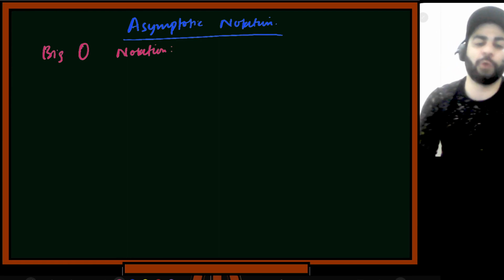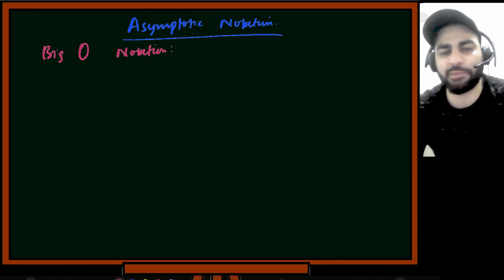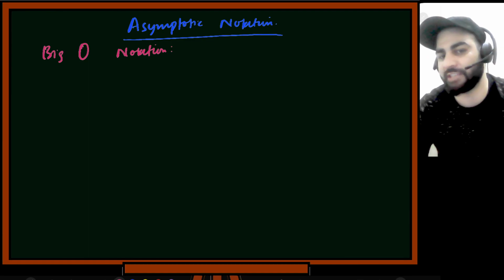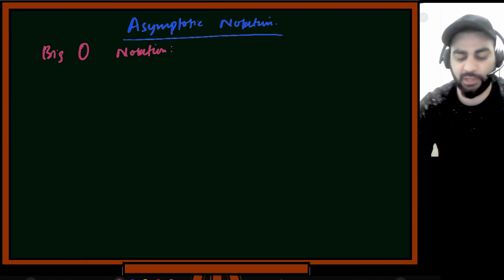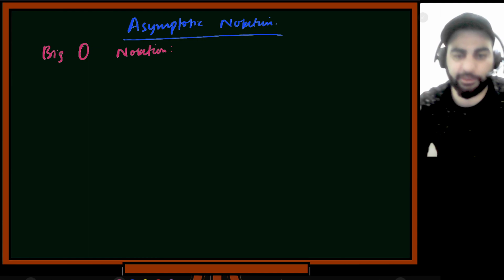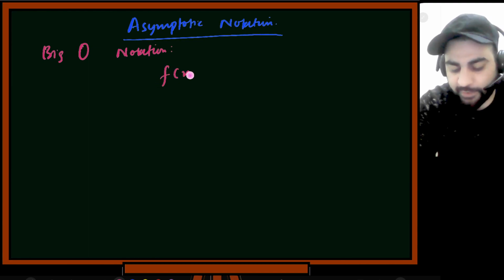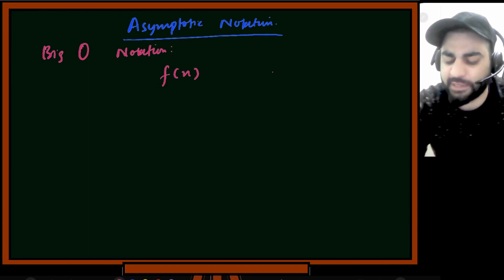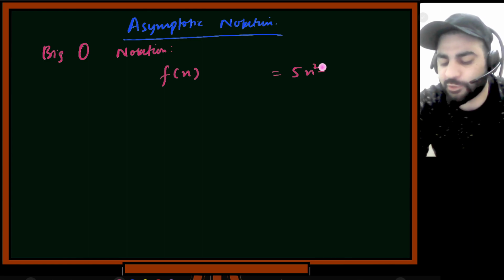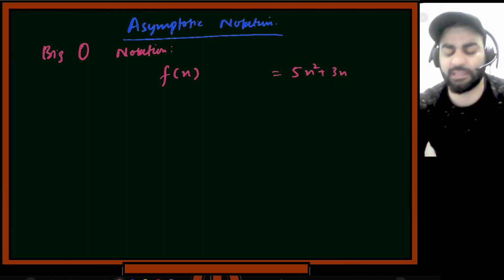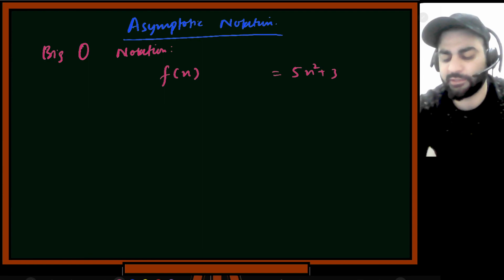This is not for the worst case though, but people use it sometimes interchangeably, but they are not the same things. Here you just give the bound. Let's suppose you have a function f of n. This function can be, let's say, 5n square plus 3n, or maybe 5n square plus 3 only.